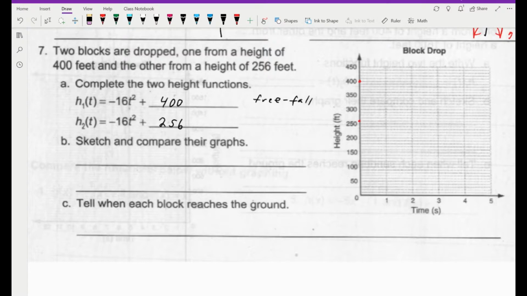We have two equations here, h sub 1 of t and h sub 2 of t. For h1 of t, it's minus 16 t squared plus 400. We could solve for t. My question is, what is the height of the block when it reaches the ground? Is it 400 feet high? Is it 350? Is it 300?